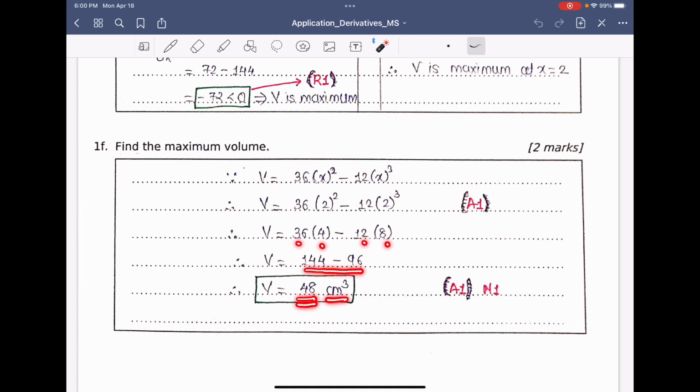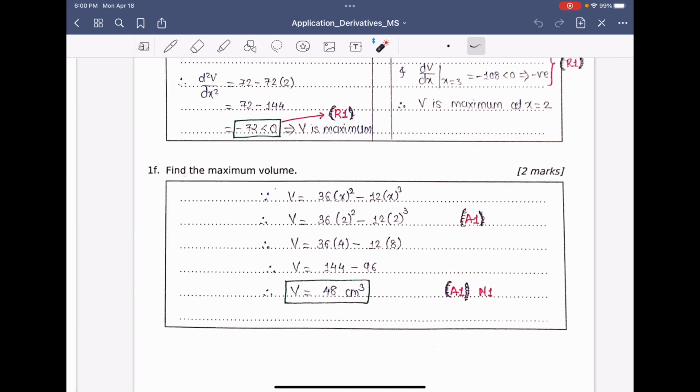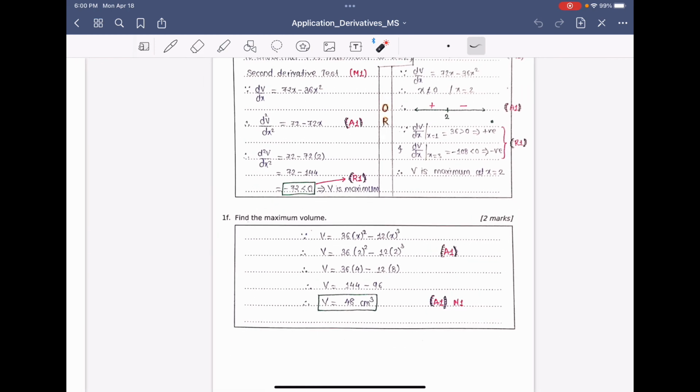As it is an application problem, please write down the units properly. So volume is equal to 48 centimeter cube, which is the maximum volume we can obtain from the given dimension. Thank you.